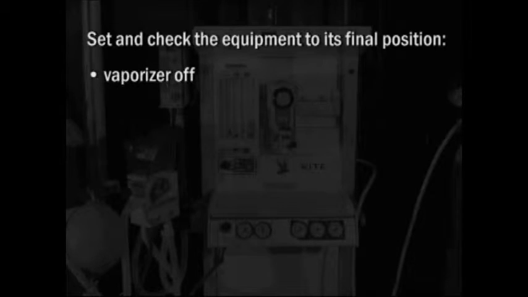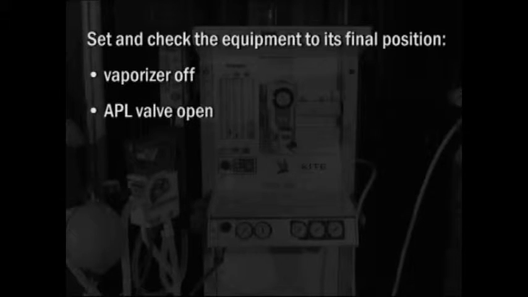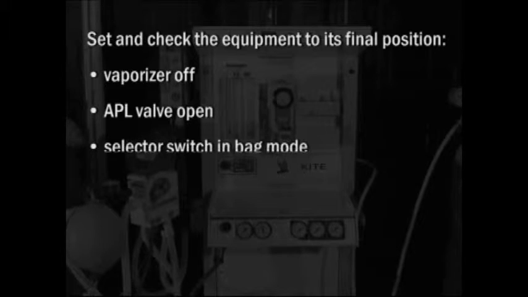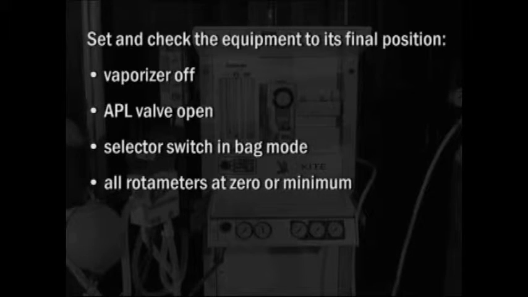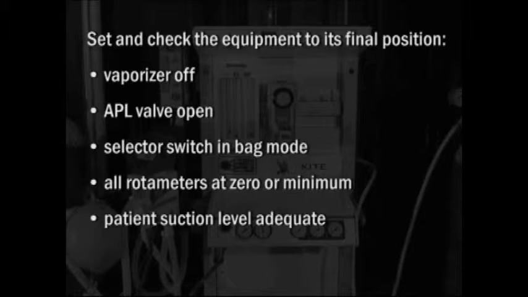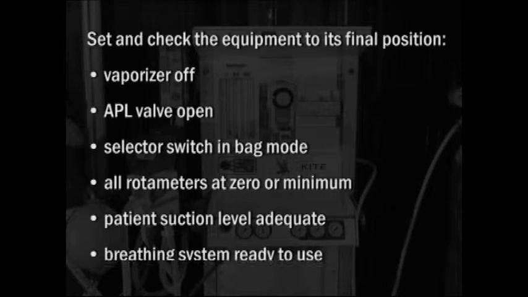After finishing the test and calibration procedures, set and check the equipment to its final position. Vaporizer off. APL valve open. Selector switch in bag mode. All rotameters at 0 or minimum. Patient suction level adequate. Breathing system ready to use.